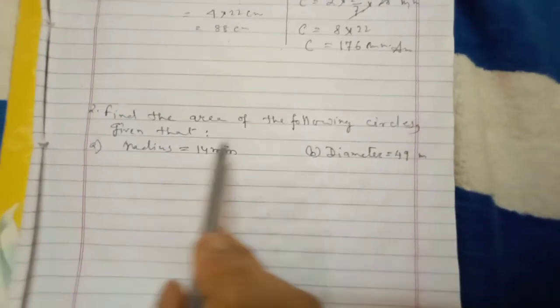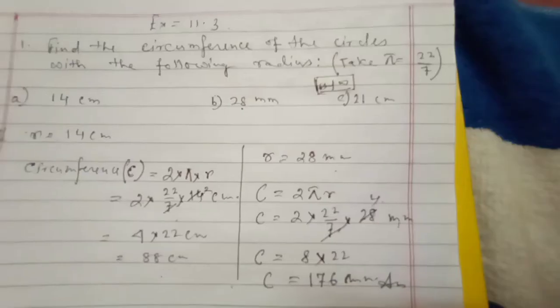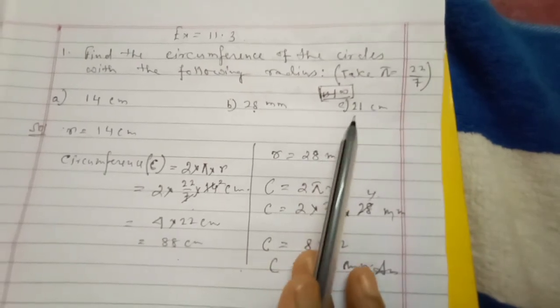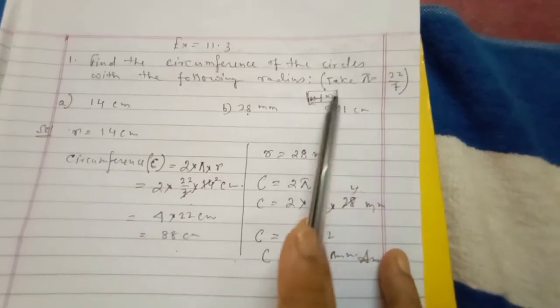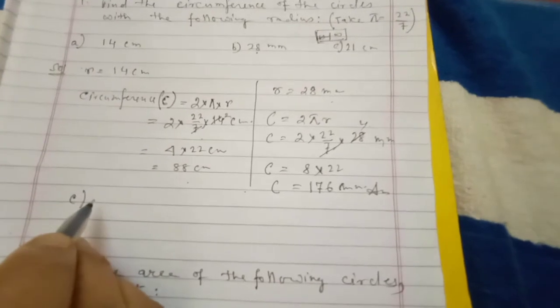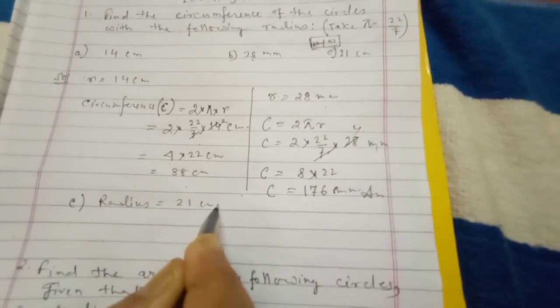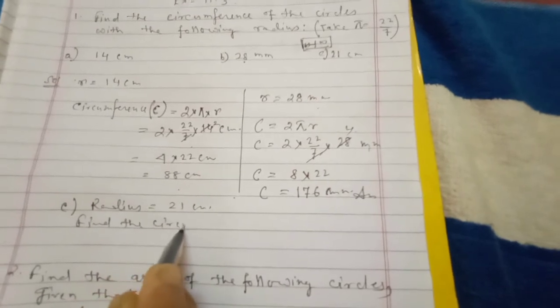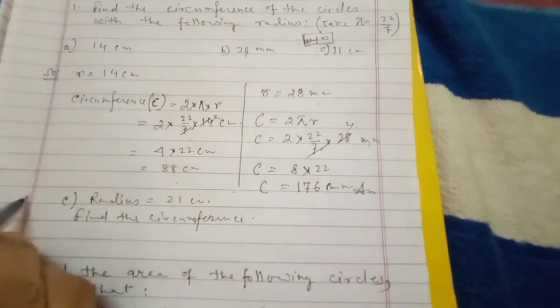Find the area of the following circles when radius is given. Okay, here question number C. When the radius is 21 centimeter, you have to find the circumference, and I have given it as your homework. So question number C, when radius is equal to 21 centimeter, find the circumference. It is your homework. Understood? Come to the next question.